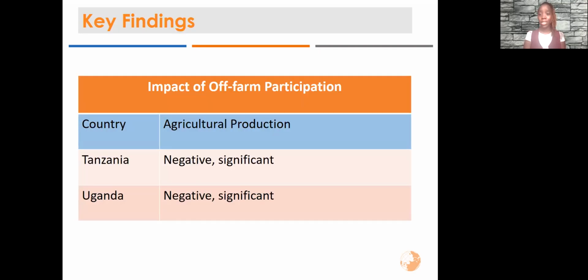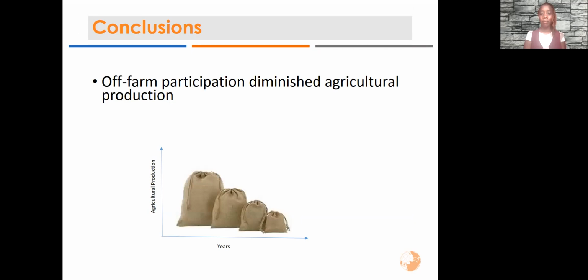Indeed, the key finding of the study was that off-farm participation had a negative and significant effect on agricultural production in Tanzania and Uganda. This study concluded that off-farm participation diminished agricultural production. We argue that the change in composition of labor supply pushed highly productive farmers into off-farm participation, contributing to a reduction in agricultural production. This is likely to be worsened by the effects of the current COVID-19 pandemic.